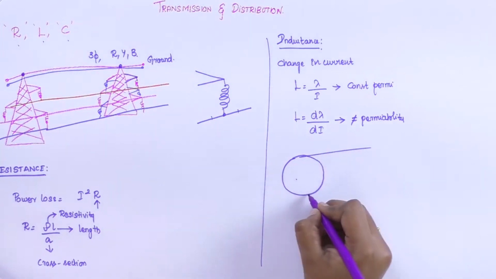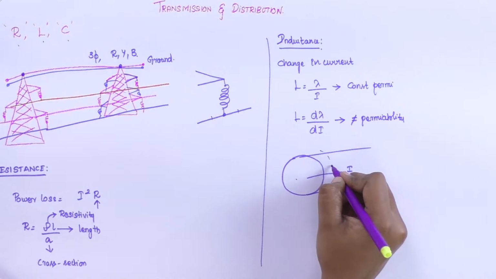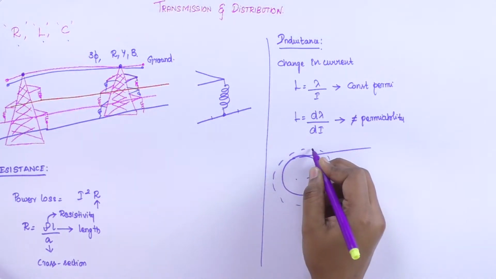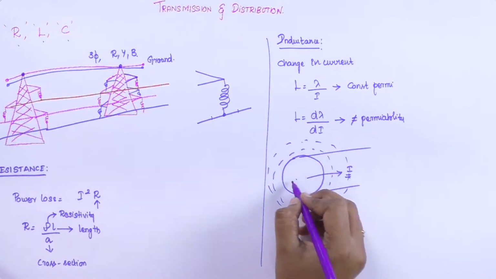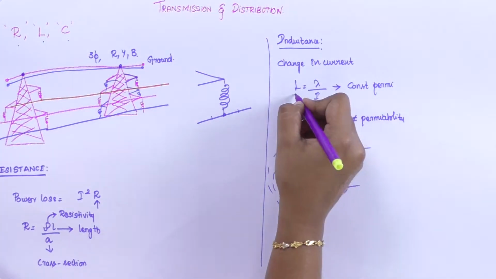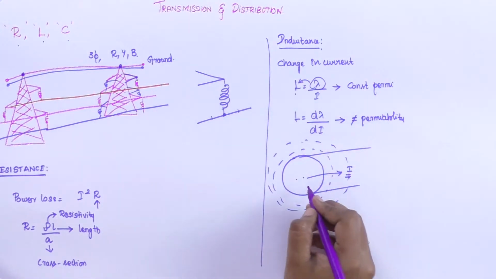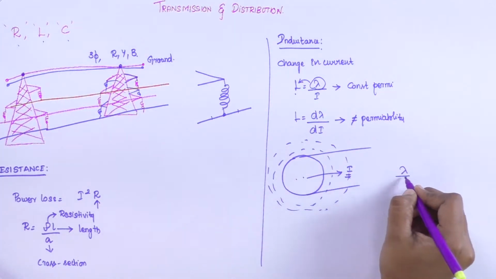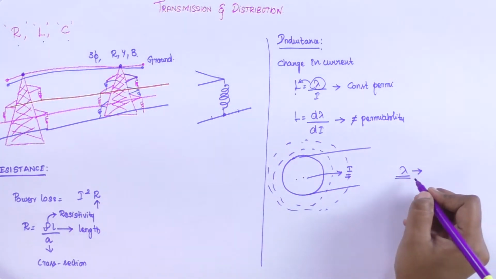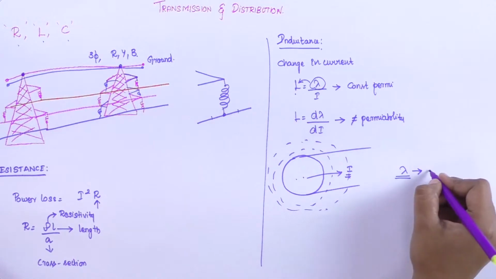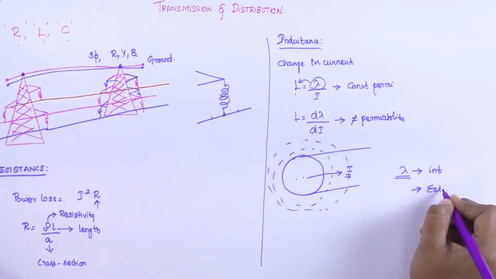So the conductor carries the current, isn't it? It carries the current I. Because of this I, there will be magnetic lines of force surrounding the conductor. These magnetic lines of force affect the inductance; the flux linkage directly affects the inductance. Now we are going to calculate the flux linkage, which will be of two types: one is the internal flux linkage and the other is the external flux linkage.